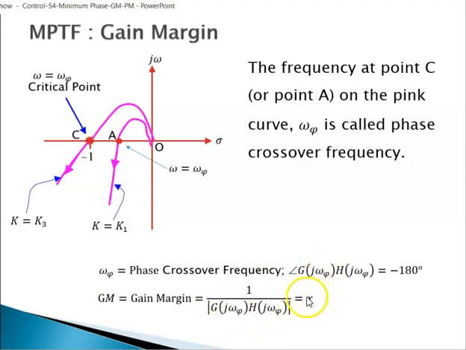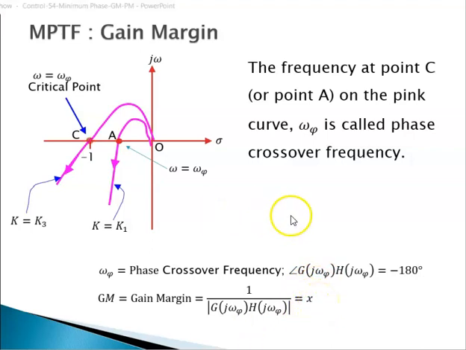Of course, gain margin often is expressed in decibels, that is, take logarithm to the base 10 of this X and then multiply by 20, 20 log to the base 10 X.